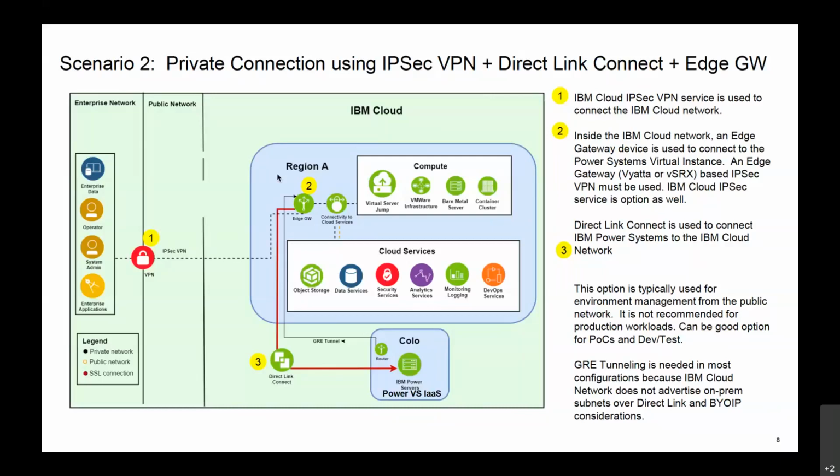And the purpose of that virtual router appliance, or edge gateway, if you will, is to do the routing from the IPsec VPN peer gateway that you're connecting to into Power Virtual Server, and your private subnets, dedicated, no one else can see them. This is obviously a secure cloud environment, into your private subnets in PowerVS.